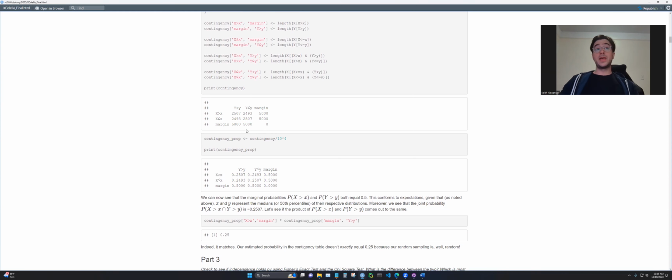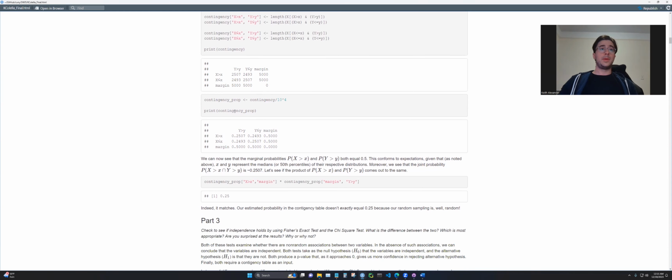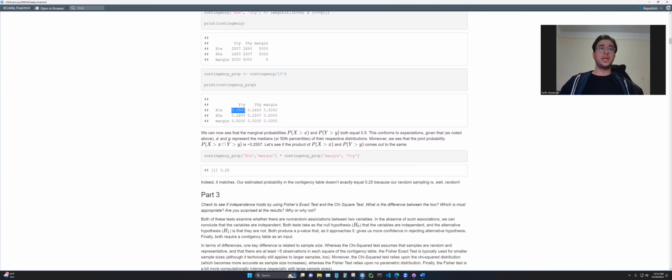And that gives us the proportion of cases where these things are true, which equates to the probability. So if we look at this table, we can see the one of interest, which relates to x being greater than lowercase x and y being greater than lowercase y, is roughly 0.25, again, allowing for some random sampling variance.